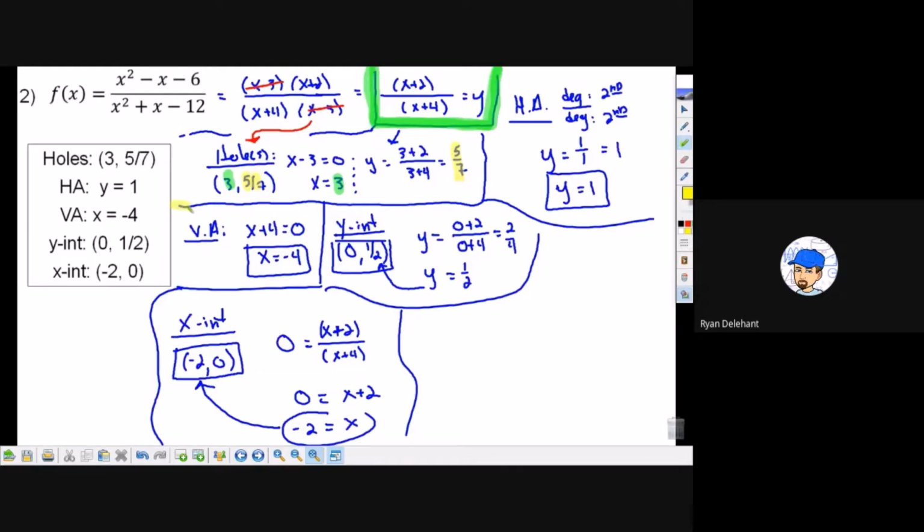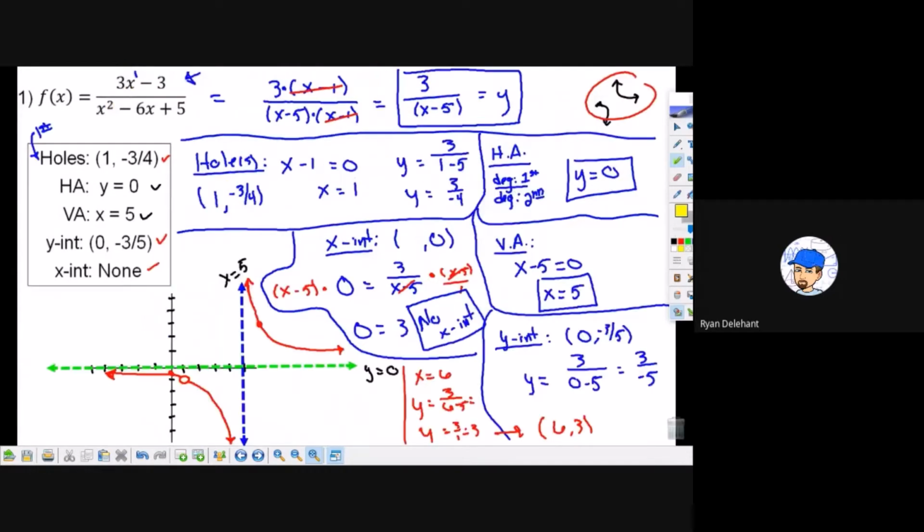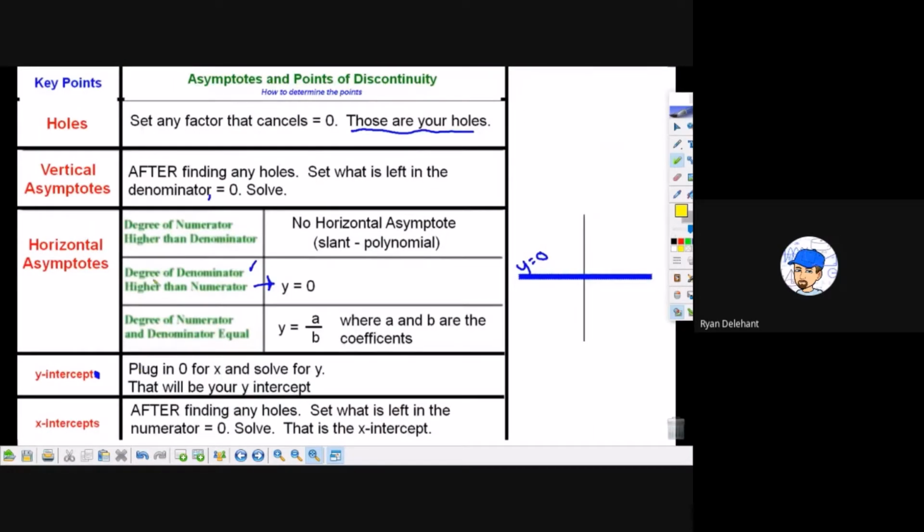So all of this stuff in here is about finding a hole. Then I went through and I looked at horizontal asymptote. Now remember, horizontal asymptote is where you compare the degrees. The degree of these things, they're both second degree, which is the same. So if we jump back to the notes, for ones that are the same, here it is: degree of the numerator and denominator are equal.